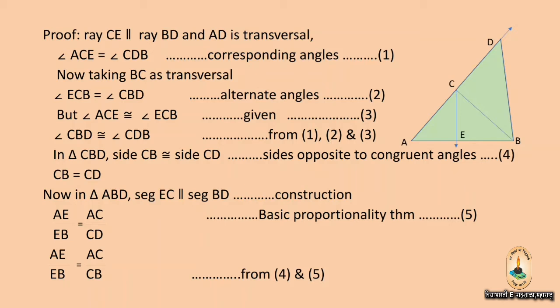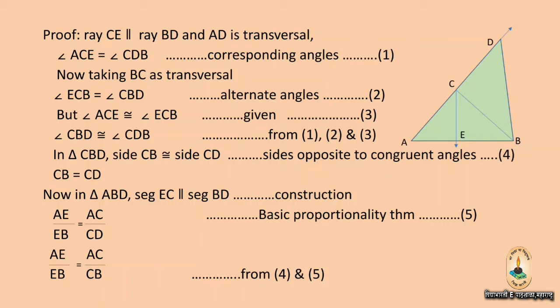Now take BC as the transversal. Again here ray CE is parallel to ray BD. Then the alternate angles are congruent and therefore we write angle ECB equal to angle CBD. Reason is alternate angle theorem. Number this as 2.